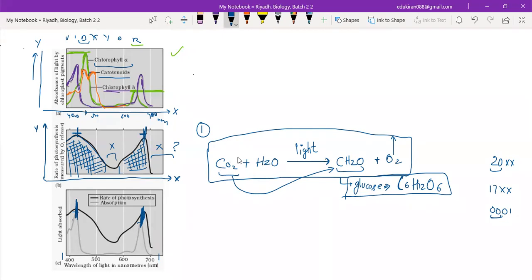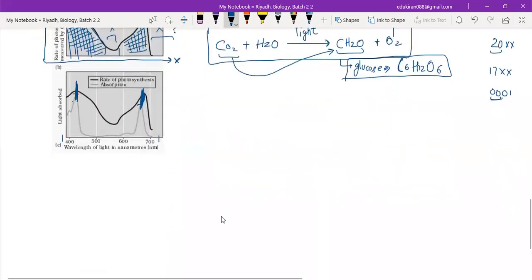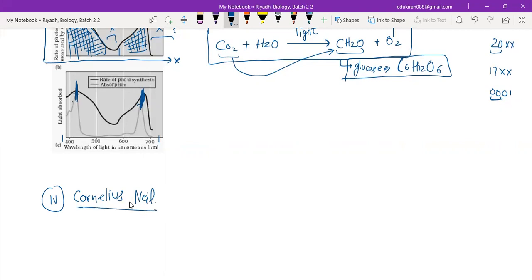So write down. There was another person. After this, a microbiologist named Cornelius Neal. This is the fourth person you have to remember in this chapter. Cornelius Neal. Okay. Now, what did Cornelius Neal tell? He studied purple and green bacteria, and he showed that photosynthesis is basically a light dependent reaction.